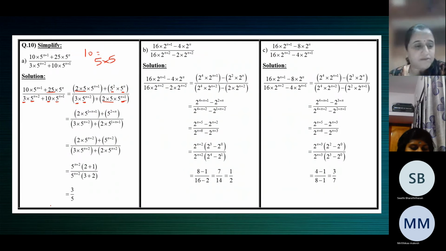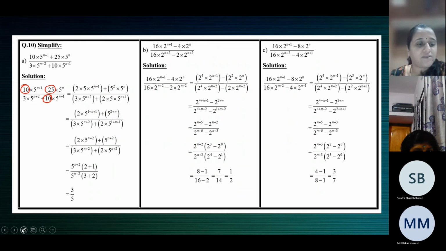So that is the first step. We write 10 as 2 into 5, 25 as 5 squared, and this 10 as 2 into 5. That is the first step.